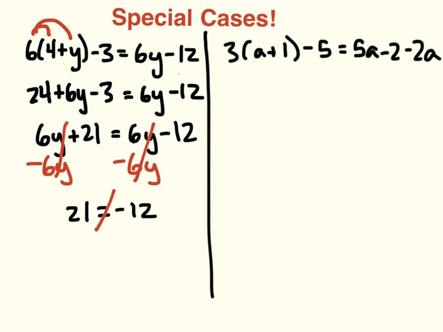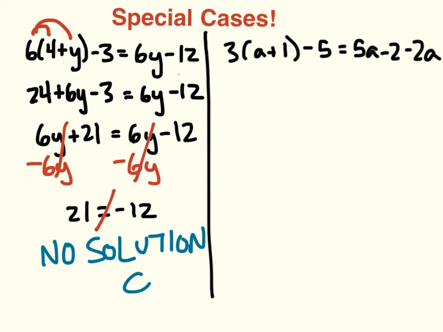No, it's not. So if you end up with a constant equal to a different constant, then there's no number that you can plug in for y to make this statement true. This is never going to be true. So here we say that this is no solution. And we can symbolize that with this symbol, the empty set.